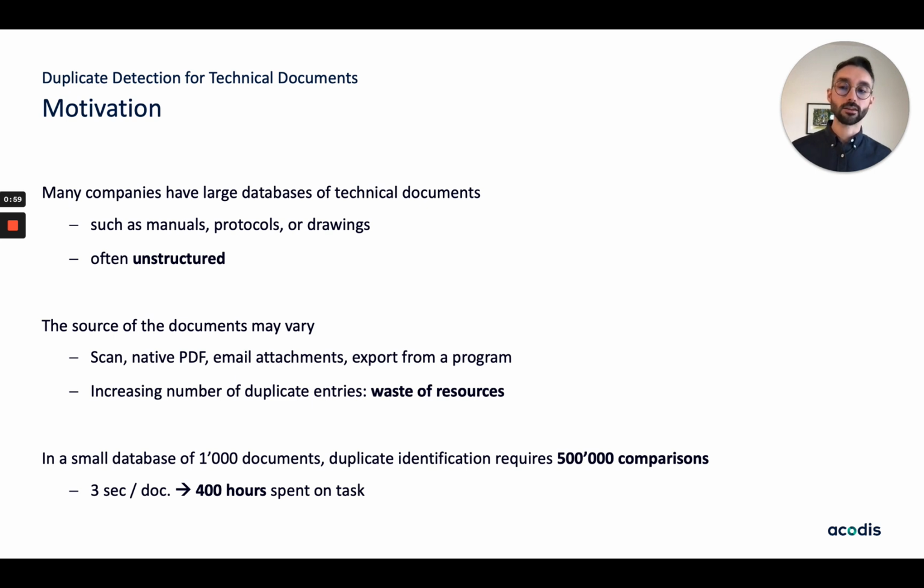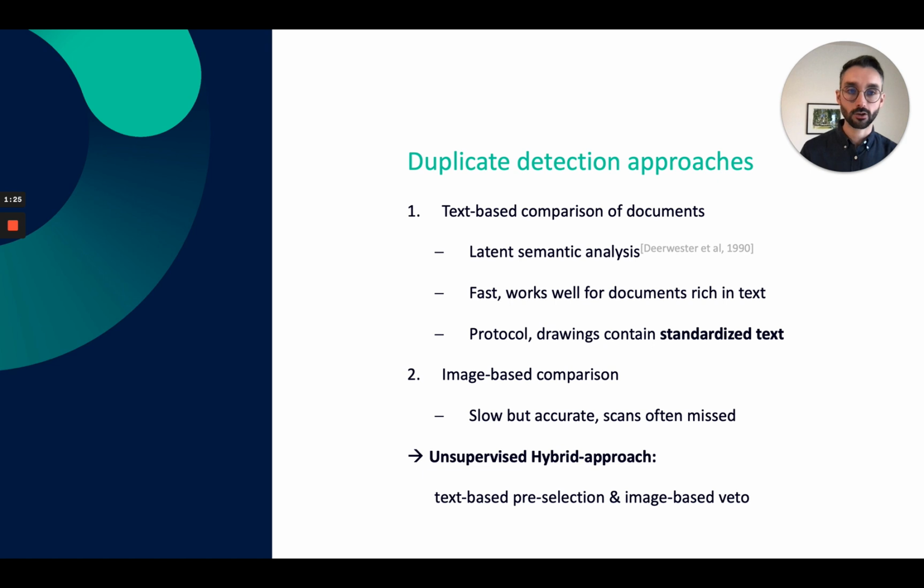And to give you an idea of the complexity of the task, if you want to do this manually, say you have a database of 1,000 documents, then comparing every document to any other document would entail about 500,000 comparisons. And if you're fast and one comparison takes you 3 seconds, you'd be spending 400 hours on this task. So it's very desirable to automate this task and find a way that makes it more efficient. So how did we go about this?